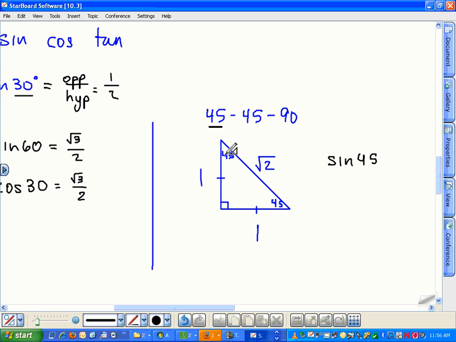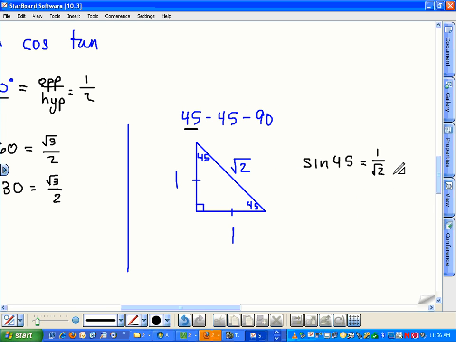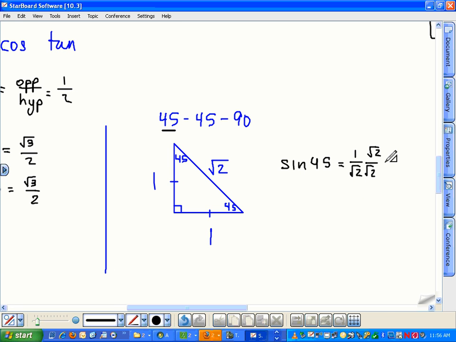It doesn't matter which 45-degree angle you use for this one because these sides are the same. The opposite and the adjacent are the same. So what is the sine of 45 degrees? 1 over square root of 2. Does anybody see a problem with this answer? Square root's on the bottom, so I know it's been a while, but we have learned what to do. Times by the square root of 2, yep. Times by the square root of 2 on the top. Good, you guys remember. So the final answer would be square root of 2 over 2.